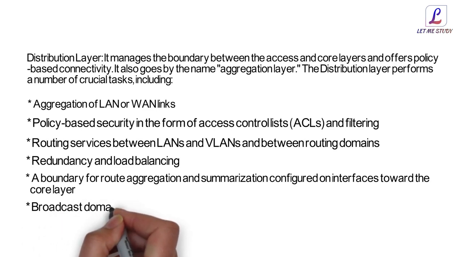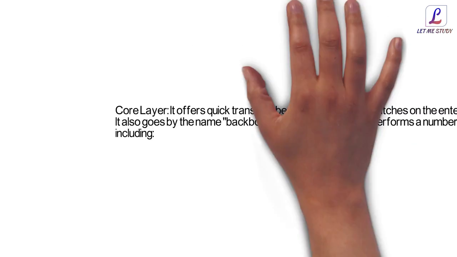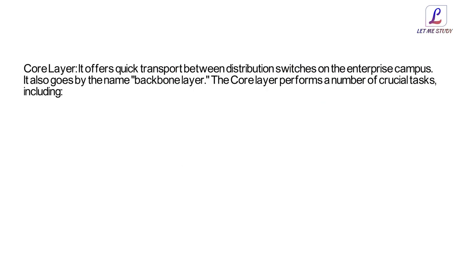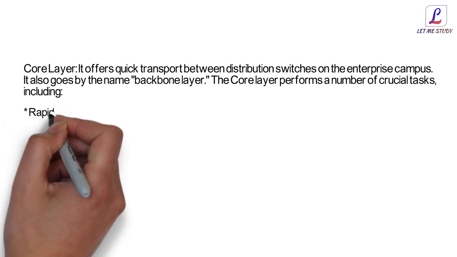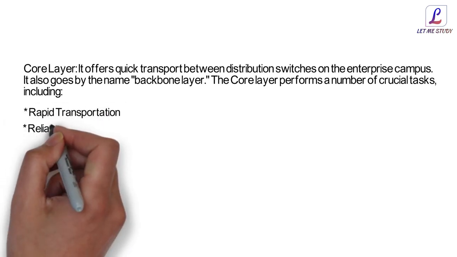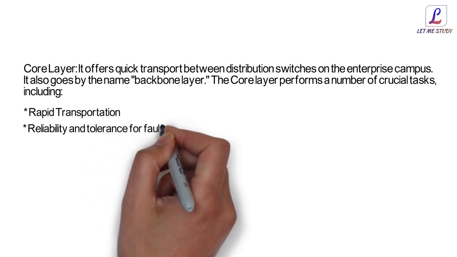Broadcast domain boundary. Core layer. It offers transport between distribution switches on the enterprise campus. It also goes by the name backbone layer. The core layer performs a number of crucial tasks, including rapid transportation, reliability and tolerance for faults.